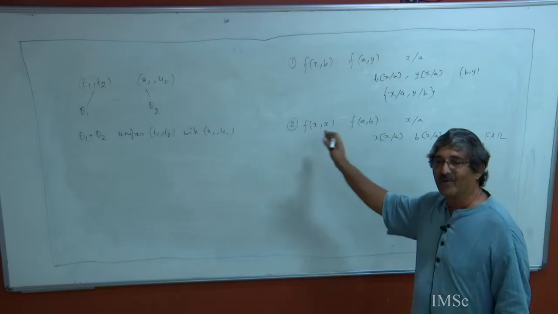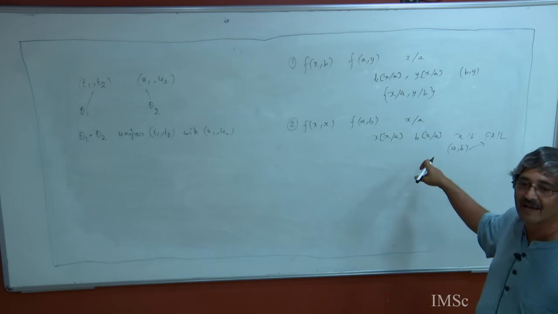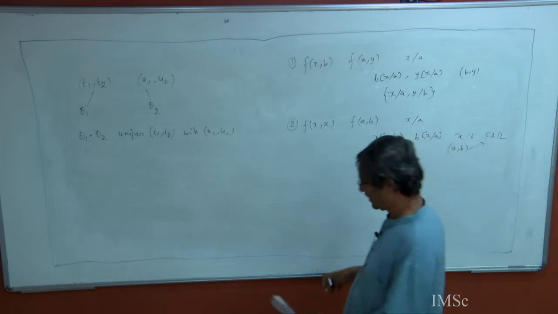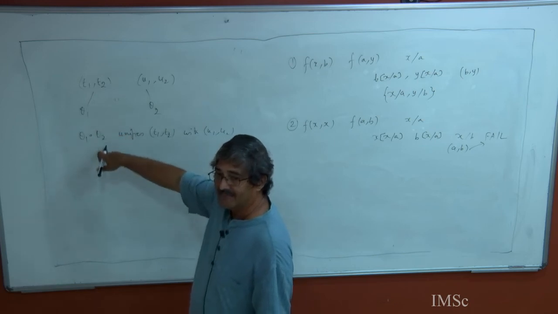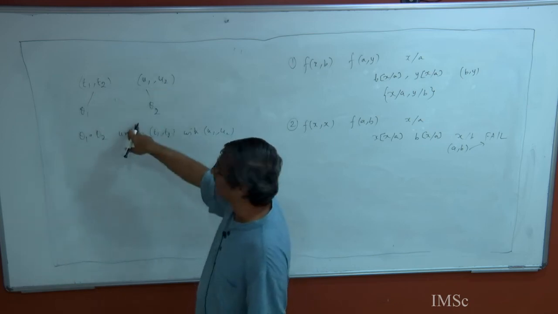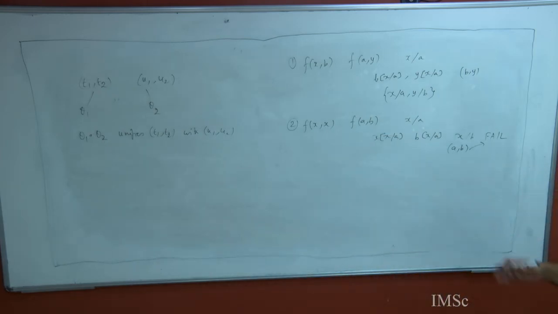The same thing will work if you go right to left also. It's just that I am following a particular ordering. The way I have done it, you do theta 1 first and then apply that to theta 2, and what you get is the unifier. My composition proceeds left to right.